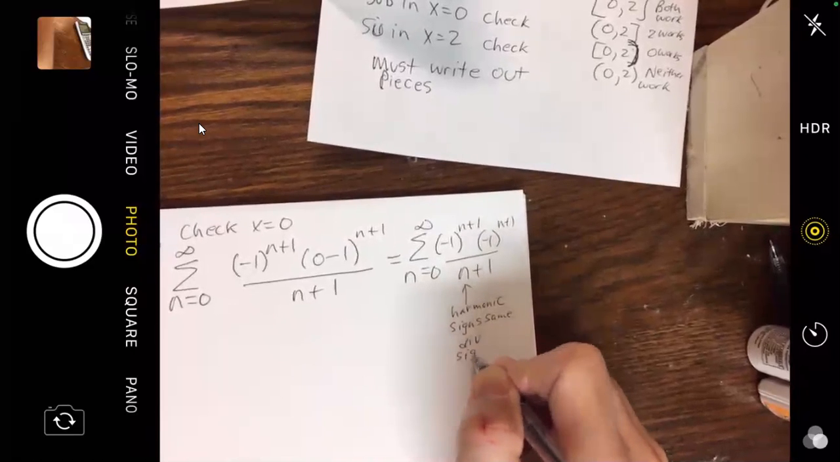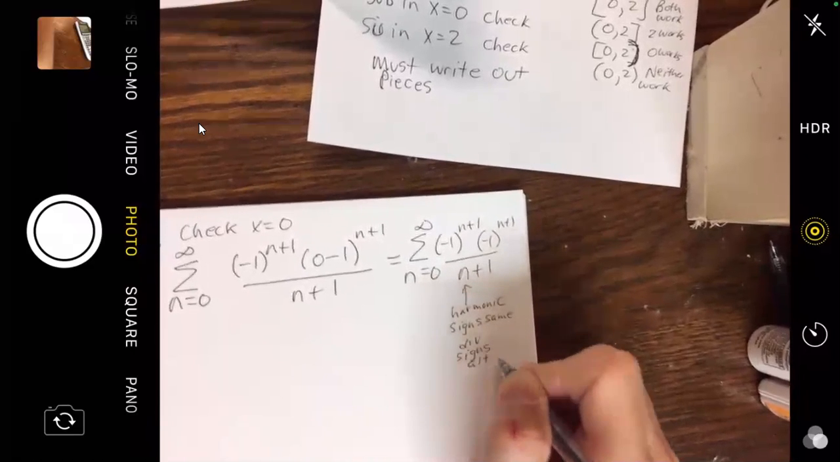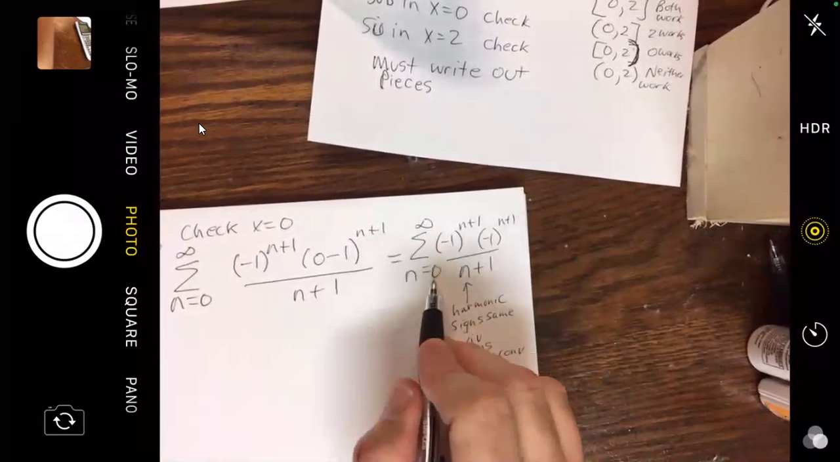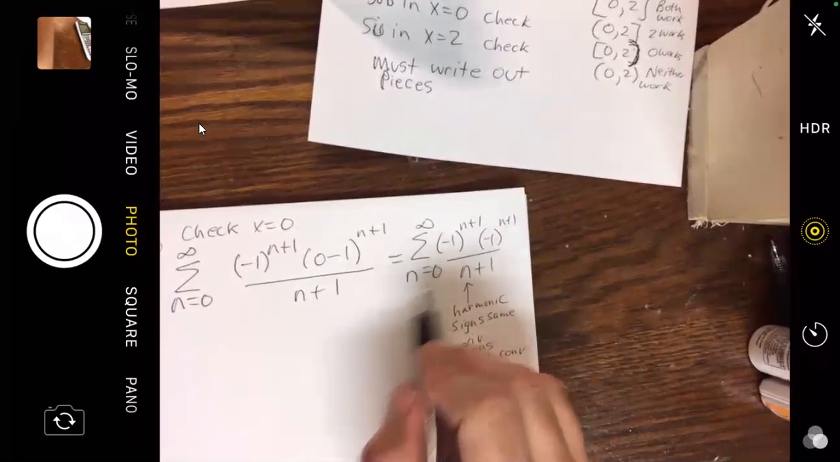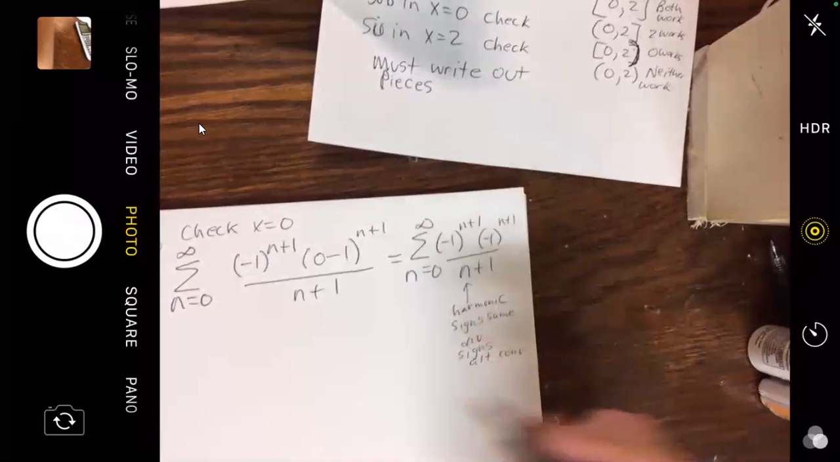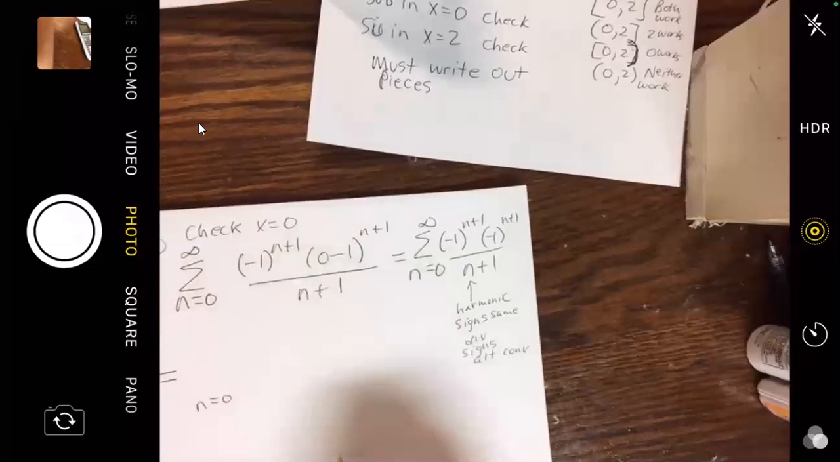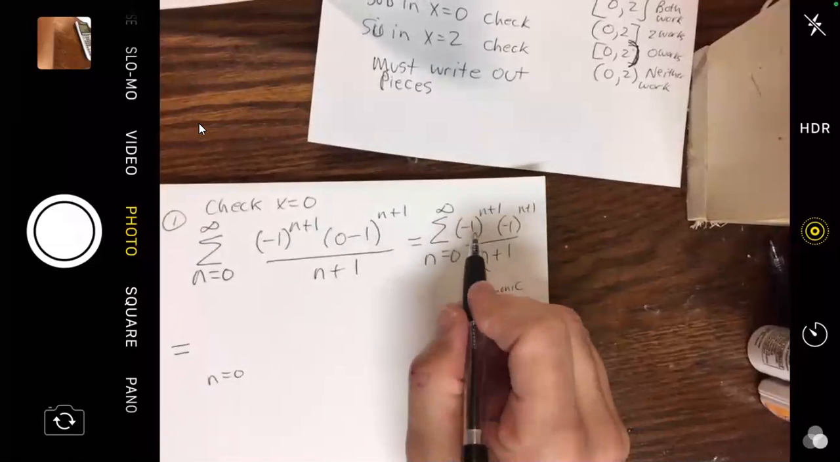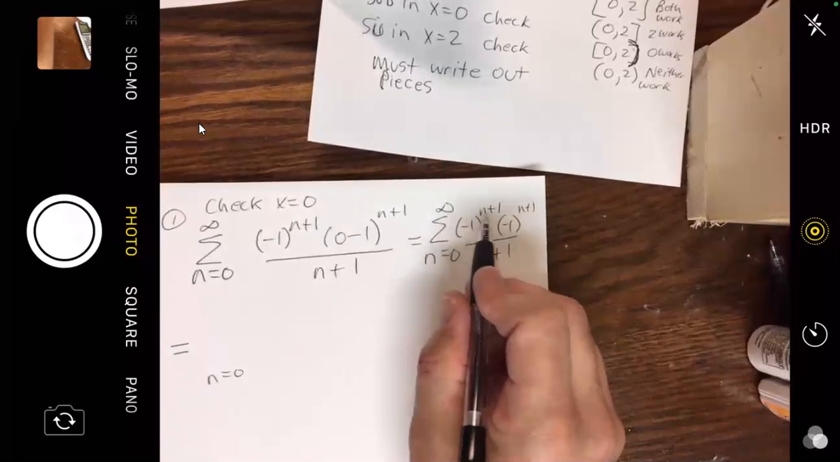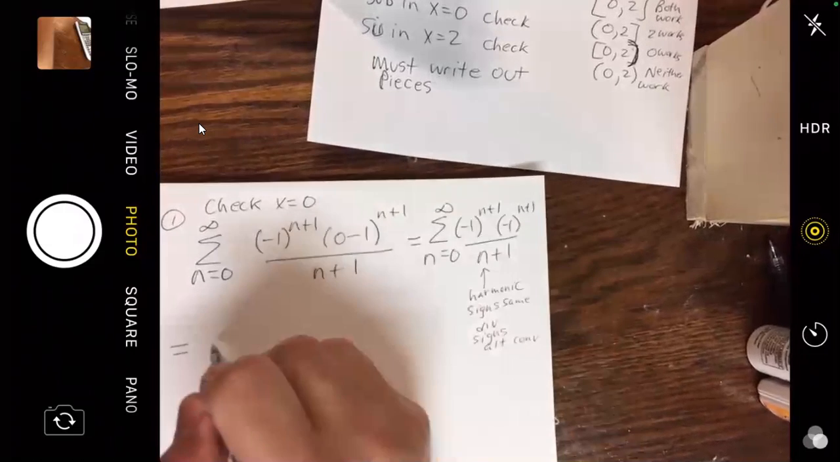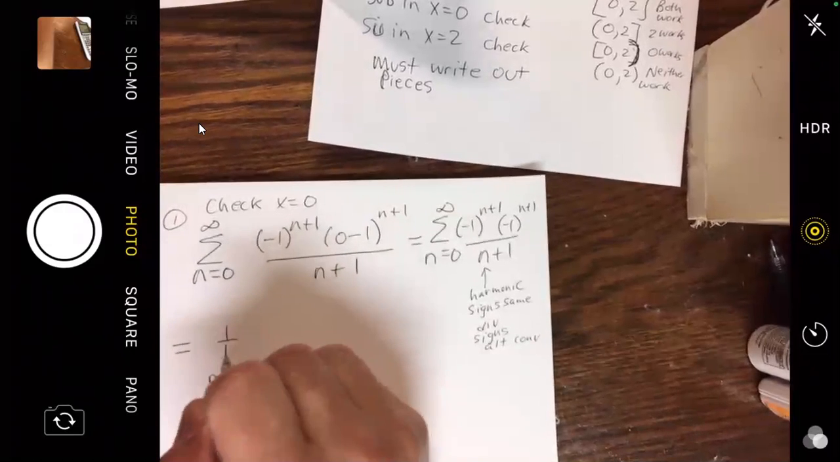Signs alternate, converges. So I'm just going to start writing in the 0 piece, the 1 piece, and the 2 piece, and write out two or three pieces, and I should be able to tell. So the n equals 0 piece. I'm going to get a 0 for n and 0 for n. Both of these are going to be negative. That turns positive. So I'm going to get a positive 1 over 1.